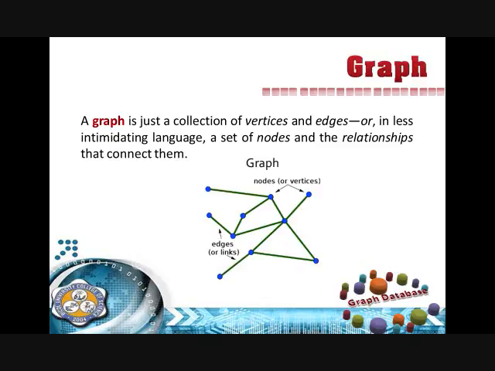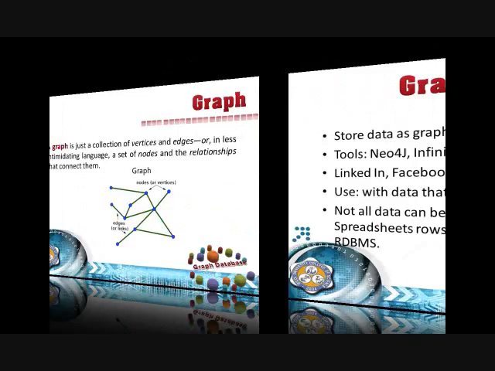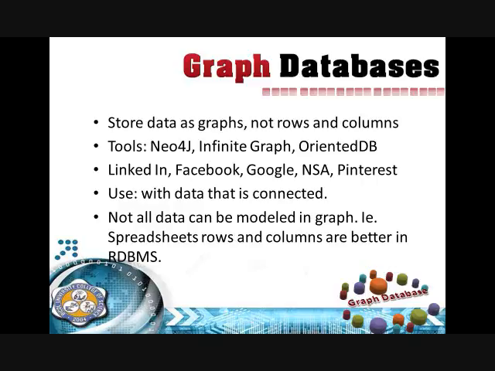A graph is just a collection of vertices and edges, or in less intimidating language, a set of nodes and relationships that connect them. Graph databases store data as graphs, not rows and columns. We have open source tools: Neo4j, Infinite Graph, and OrientDB. We also have websites that use graph databases for their storage: LinkedIn, Facebook, Google, NSA, and Pinterest.